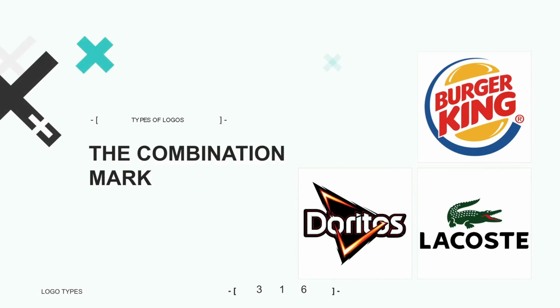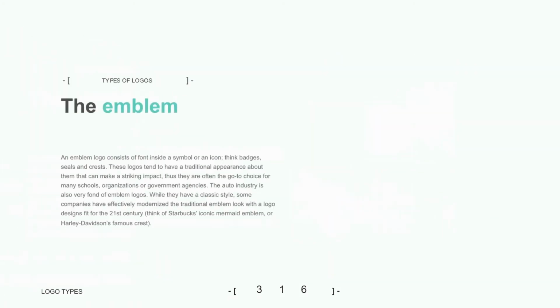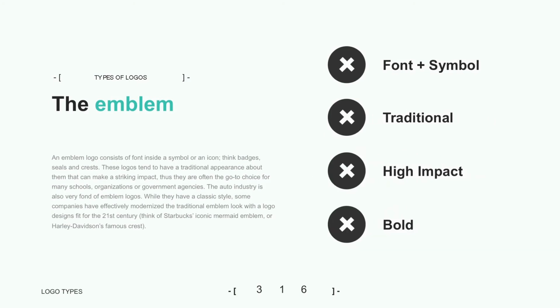Now, let's move on to the emblem. The emblem is a logo that consists of a font inside a symbol or an icon. So think about badges, seals, and crests. These logos tend to have a traditional appearance about them, and that can make them very striking and impactful. Thus, they are often the go-to choice for many schools, organizations, government agencies. I would even include soccer teams or teams in general. And the auto industry is also very fond of the emblem logos.